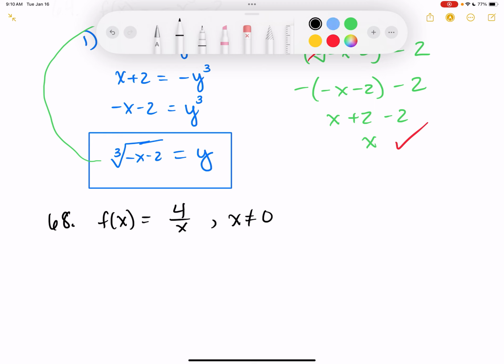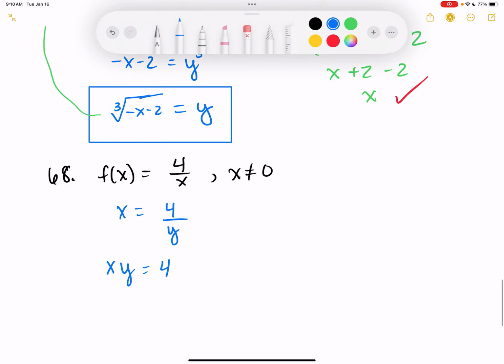All right, so first step, swap x and y. So I'm going to have x is equal to 4 over y. So then multiply by y, so I get x times y is equal to 4. I need y by itself, divide by x. So y equals 4 over x. And that's my inverse.